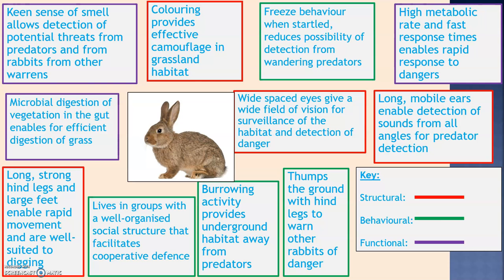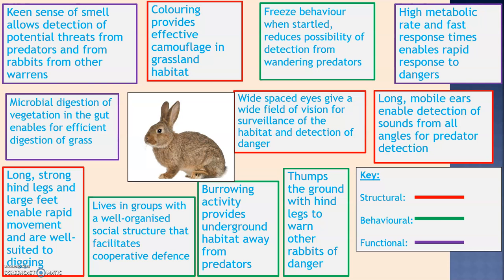So let's look at the rabbit, starting with structural. Coloring provides effective camouflage in grassland habitats. Wide spaced eyes give a wide field of vision for surveillance of the habitat and detection of danger. Long mobile ears enable detection of sounds from all angles for predator detection. And the last structural one is the long, strong hind legs and large feet, which enable rapid movement and are well suited to digging as well.